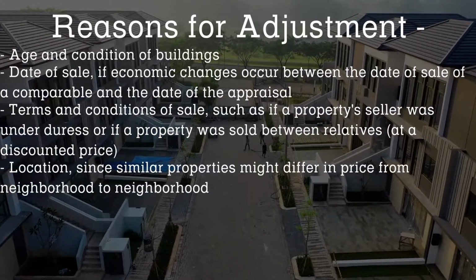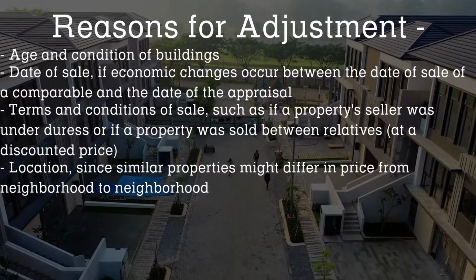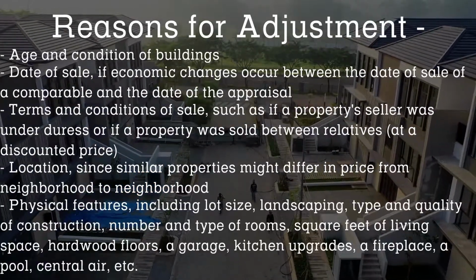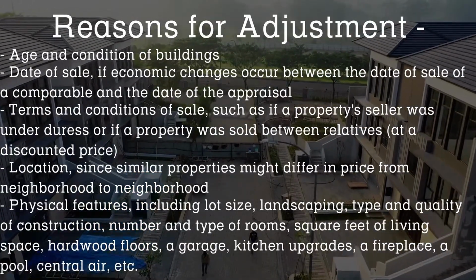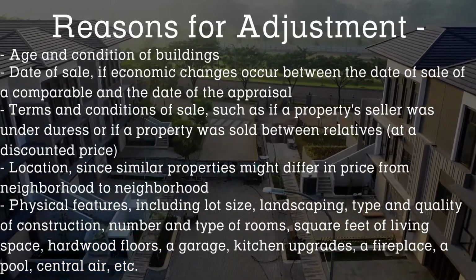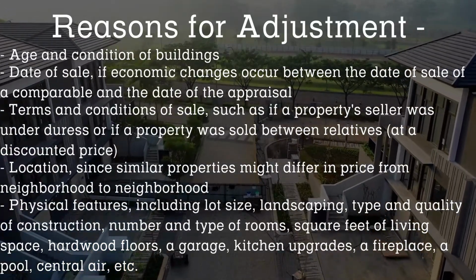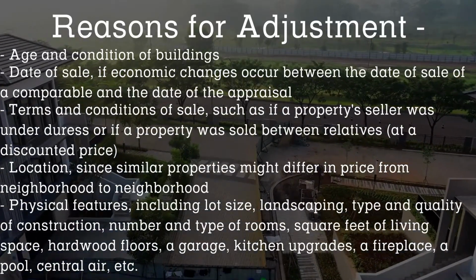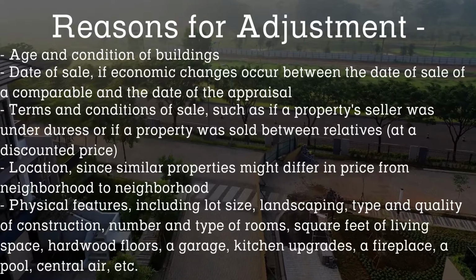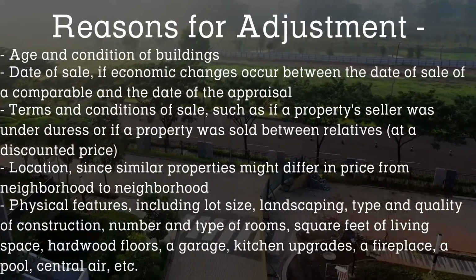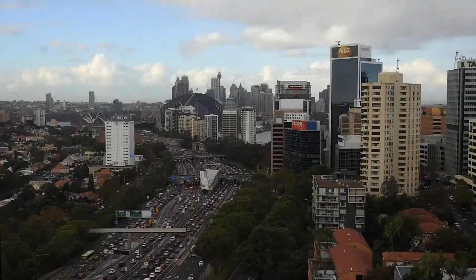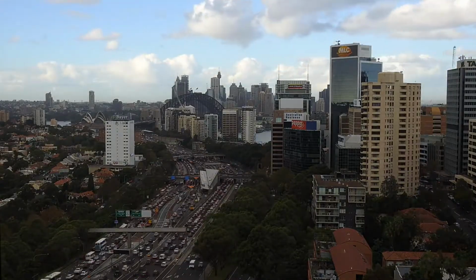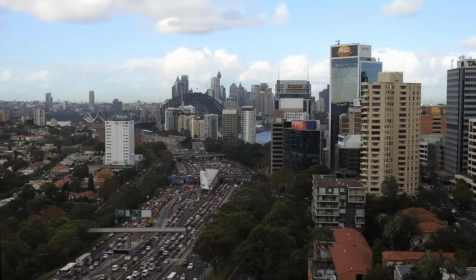sold between relatives, location, since similar properties might differ in price from neighborhood to neighborhood, and finally, physical features, including lot size, landscaping type, and quality of the construction, the number and type of rooms, the square feet of living space, if they have hardwood floors, a garage, kitchen upgrades, a fireplace, a pool, central air, etc. There are so many different variables, as you could probably hear.